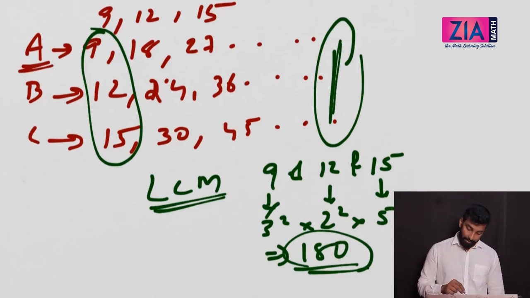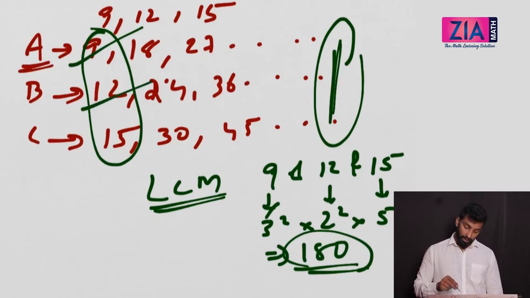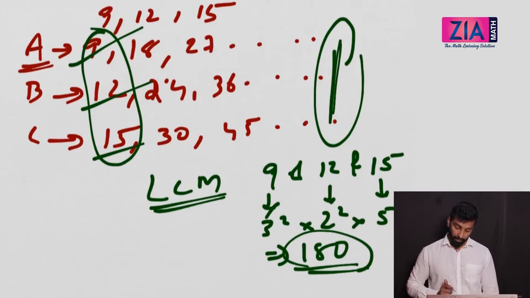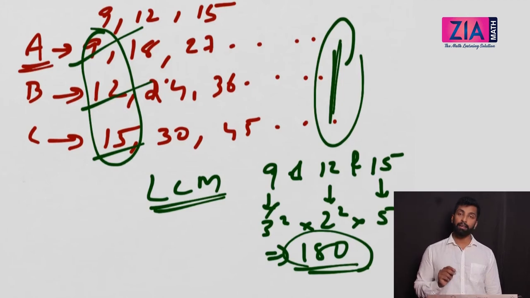Why? Because 180 is a multiple of 9, so the first bell will ring. It's a multiple of 12, so the second bell also will ring. The third bell will also be ringing because 180 is also a multiple of 15, right? So after 180 minutes, all three will toll together again.